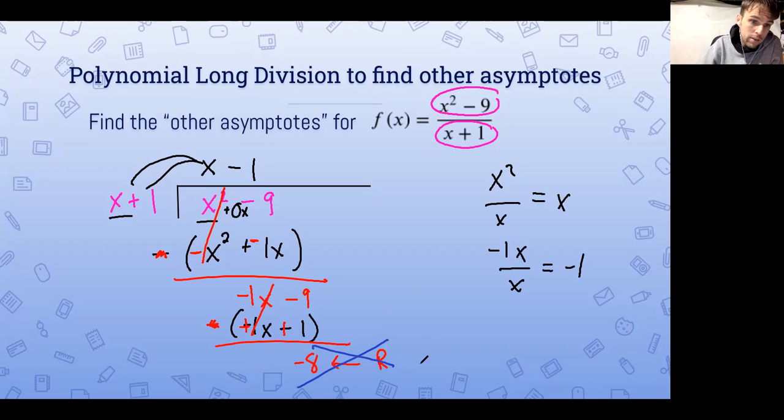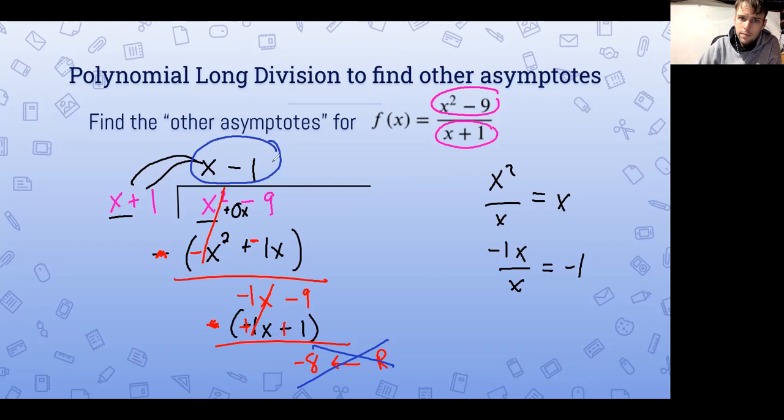For this process, I don't care what the remainder is. Unless the remainder happens to be 0, then that would tell me that these have common factors, and that kind of messes things up. But since it's a remainder of 8, I don't care what the remainder is. This is going to be the equation of my slanted asymptote, x minus 1.